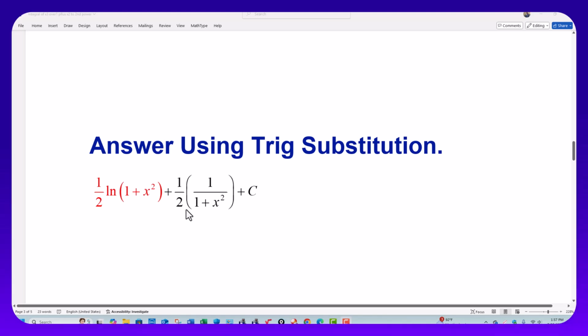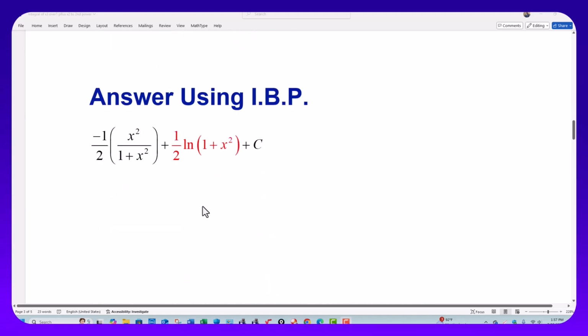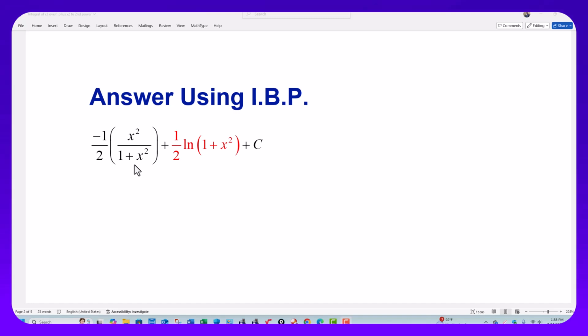Notice here I have 1/2 times 1 over 1 plus x squared, and over here I have minus 1/2 times this quotient of x squared over 1 plus x squared. They both work, and I'll show you how we can convert one to the other so you can make sure that it is the correct answer.